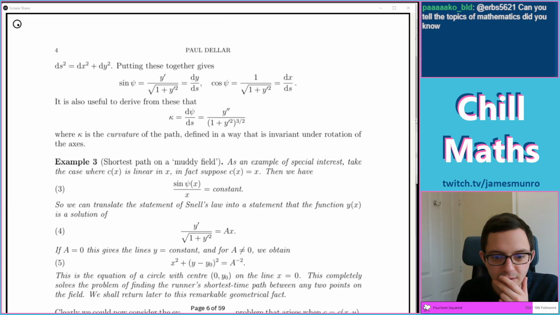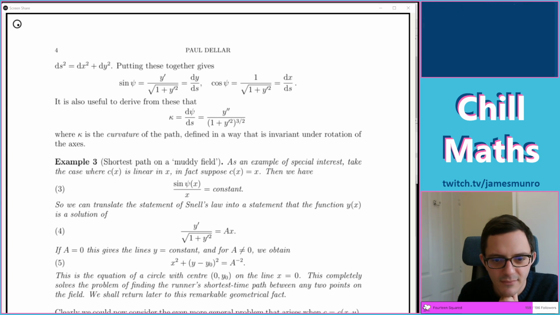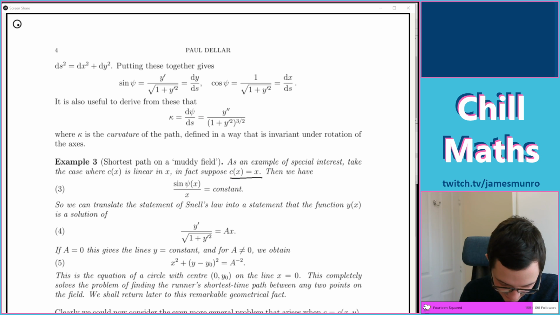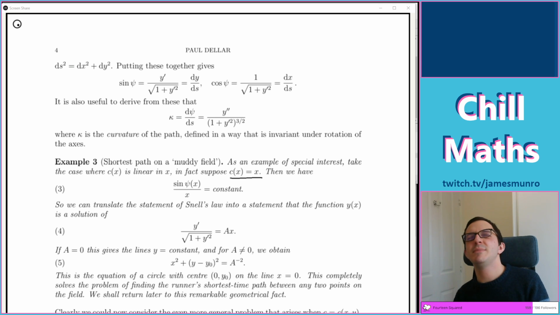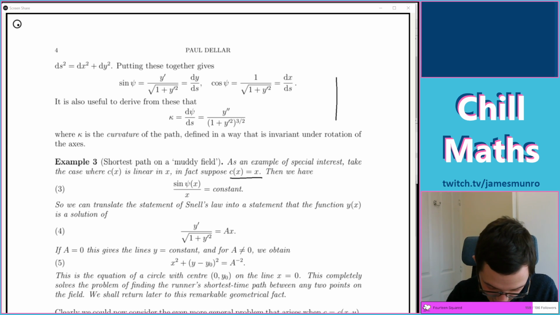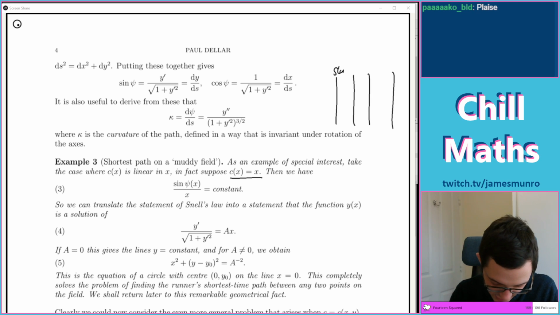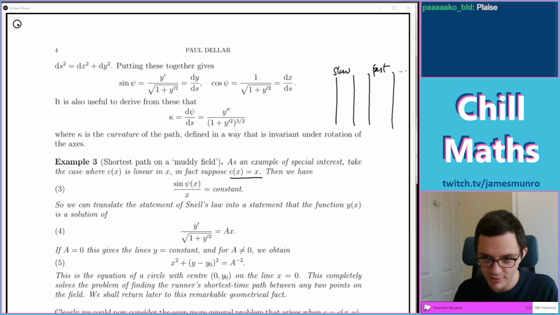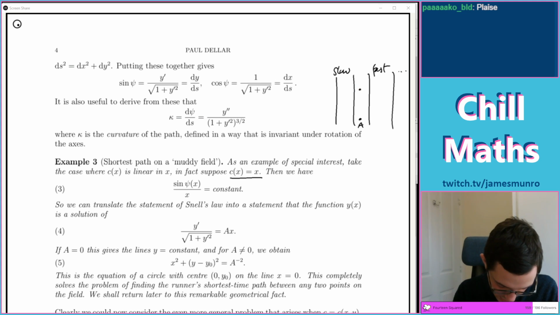What is that? That's the same again. Okay. And then we're combining those into a differential equation. Fine. Yeah, okay, so this is the fun one where c of x is x. Speed is faster over to the right. So we're imagining something like this, where there's a kind of slow lane and there's a fast lane. And the further right you go, the faster you are. You want to get from like A to B, maybe?